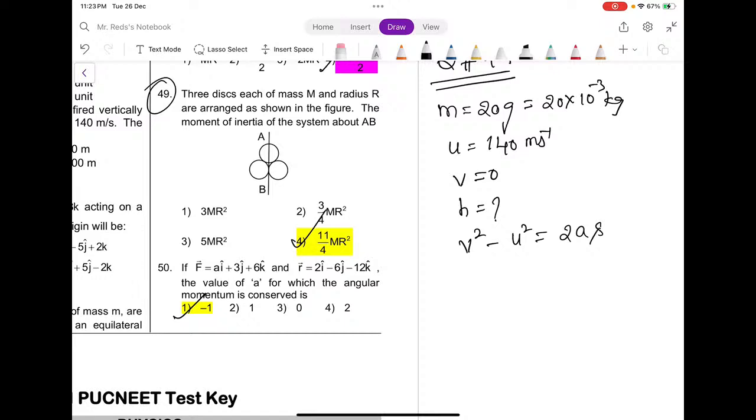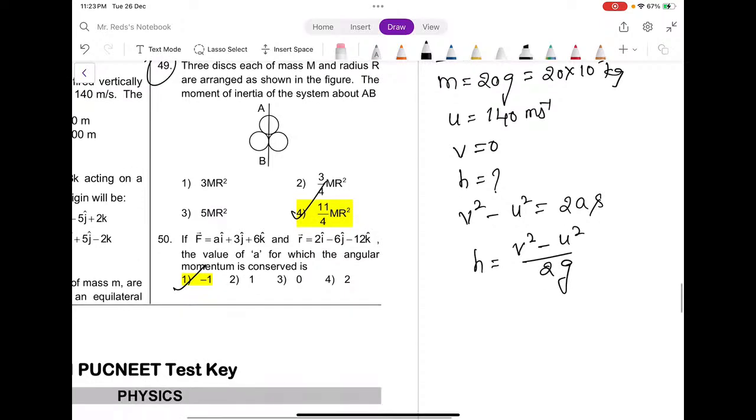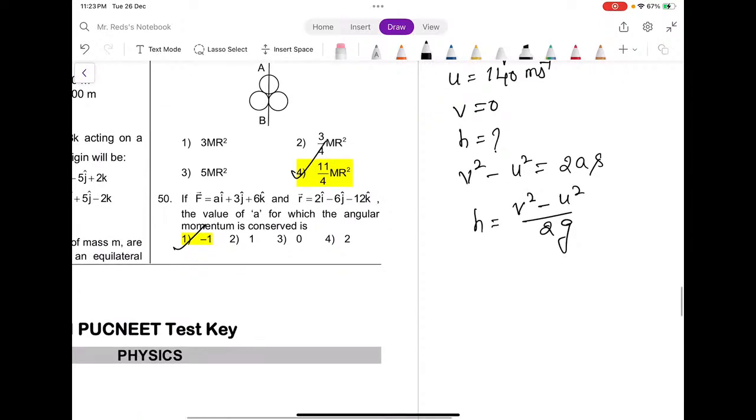Because it is moving under gravity, vertically upward means it is moving under gravity. A can be taken as g, and s is h you have to take. So h is equal to v square minus u square by 2g. For vertically upward motion or downward motion, you have to consider this as motion under gravity. So acceleration should be equal to acceleration due to gravity.